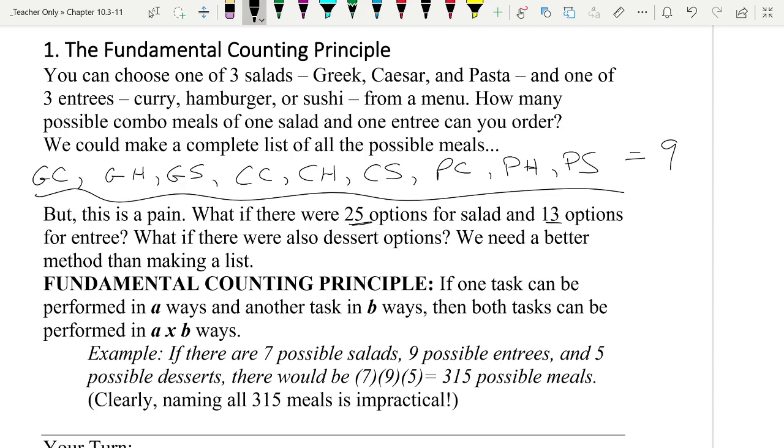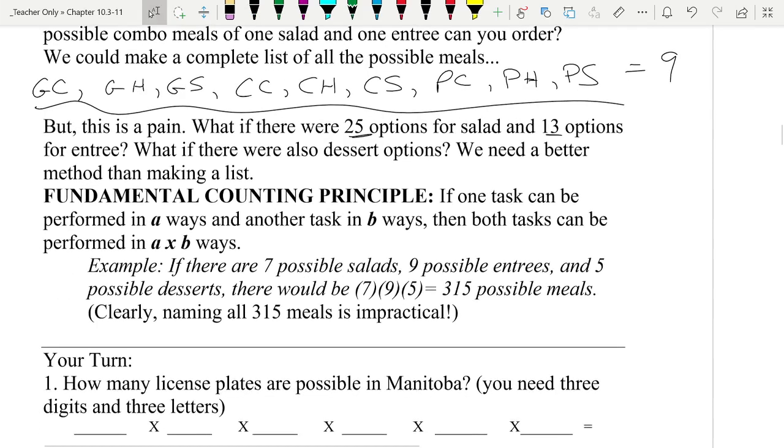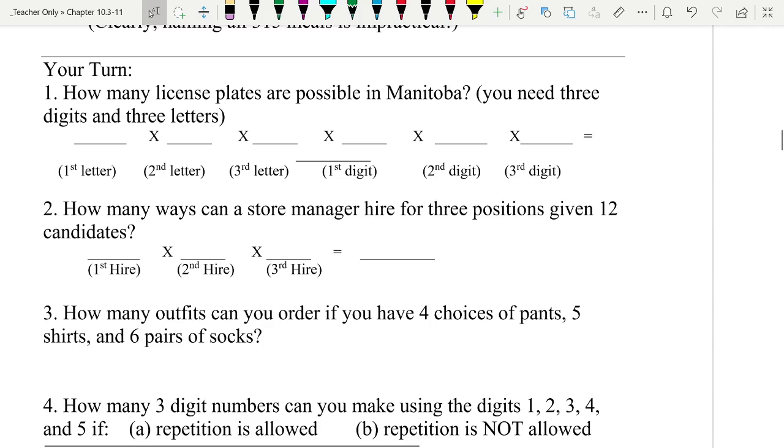So there is. The fundamental counting principle says that if one task can be performed in A different ways, and another task can be performed in B different ways, then you can perform both tasks in A times B ways. So if there's 7 salads and 9 entrees and 5 desserts, the number of possible meal combinations is 7 times 9 times 5. And of course, naming all 315 meals is impractical unless you want to make a Cheesecake Factory menu. Let's use this to calculate some stuff.